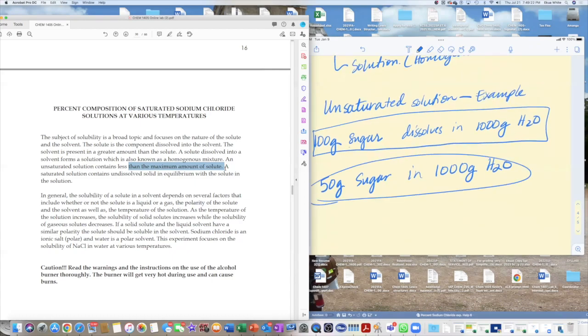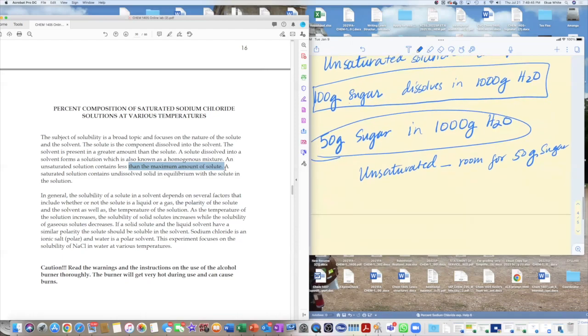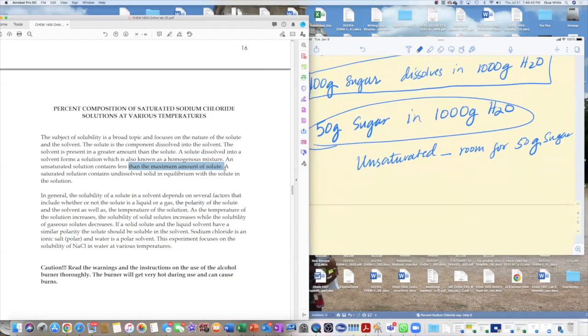This solution you make will be unsaturated just because you have room for 50 more grams of sugar in that water. The water has not reached its maximum capacity of solubility. It can still take in 50 more grams of sugar, okay? If that's unsaturated, then what is saturated?